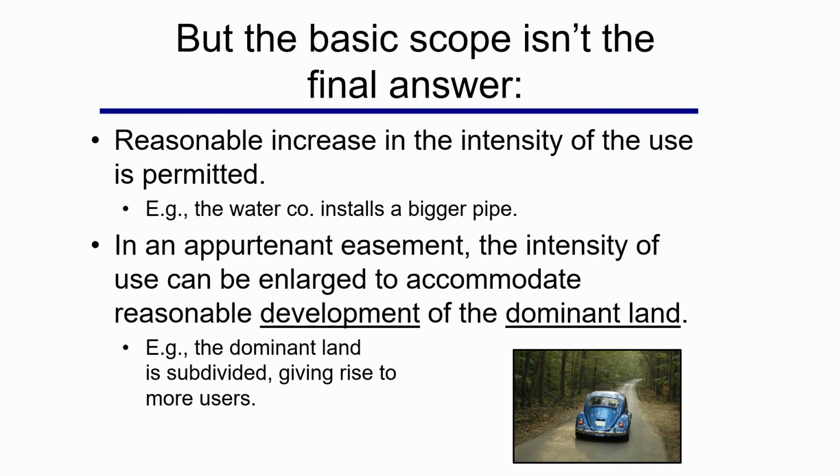Well, that's probably going to be considered a reasonable increase in the intensity of the use, and therefore it'll be fine. Another example is that if there's an appurtenant easement, it goes to some dominant land, and the intensity of the use can be enlarged to accommodate reasonable development of that dominant land. For example, if the dominant land is subdivided, giving rise to more users who want to use a driveway easement going to that dominant land, then the court will probably say, if the subdivision was reasonably foreseeable and it's a reasonable development of the dominant land, the increase in the users on the driveway is perfectly okay.